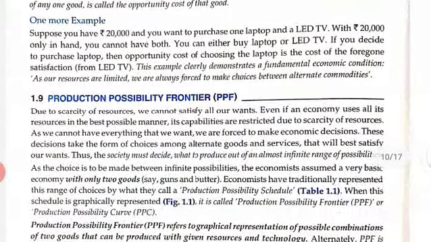Next we are going to discuss the production possibility frontier, PPF. This is also called PPC and PPF. As a result of scarcity, we cannot satisfy all our wants. Even if the economy uses all its resources in the best possible manner, its capabilities are restricted due to the scarcity of resources. As a result, everything we want cannot be produced.